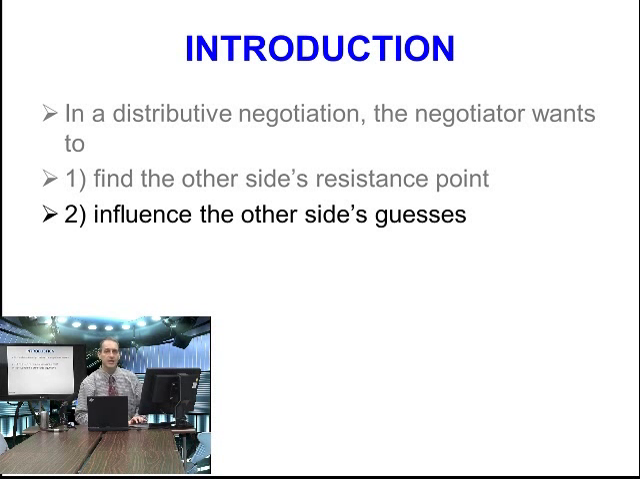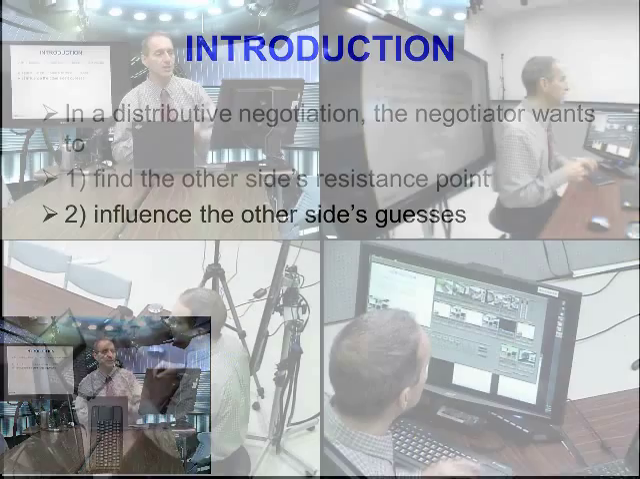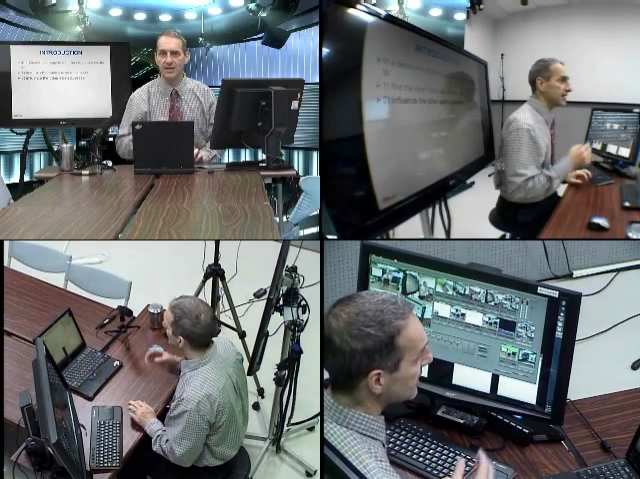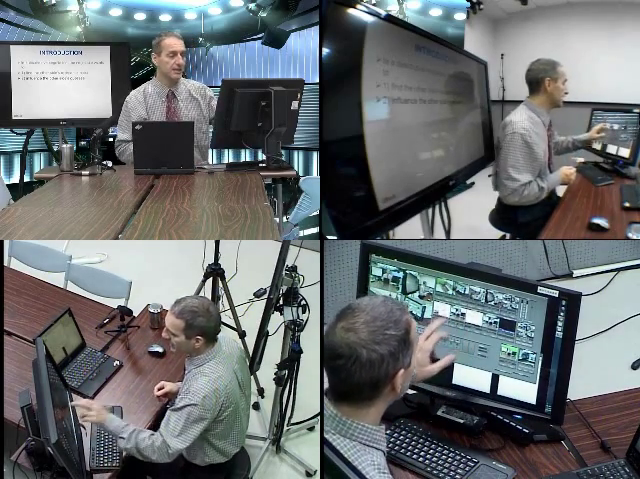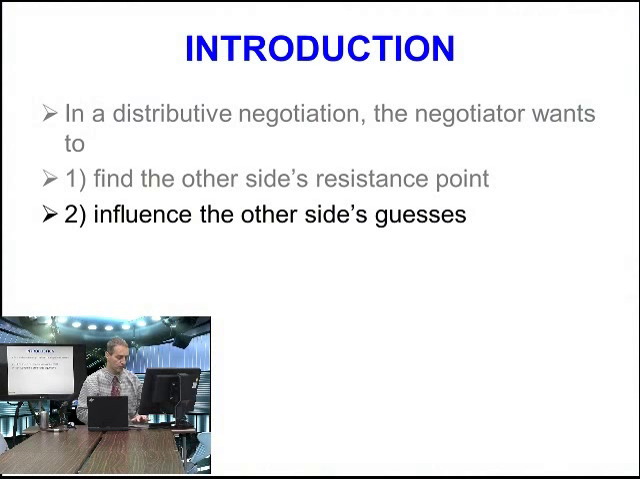Number two, influence the other side's guesses. Now here's a really good one. What do I mean by influence the other side's guesses? That means the other side does not know your secret information. The other side does not know your target price. The other side does not know your resistance points. So you try to influence the other side. That is, make them think something that's not really true. Make them believe something even though it's not really true.